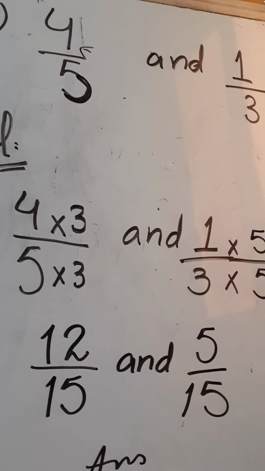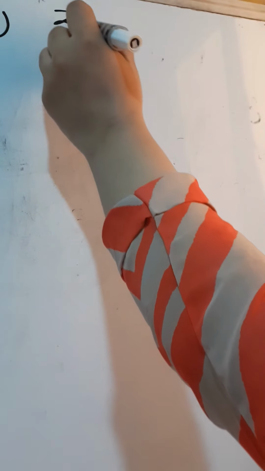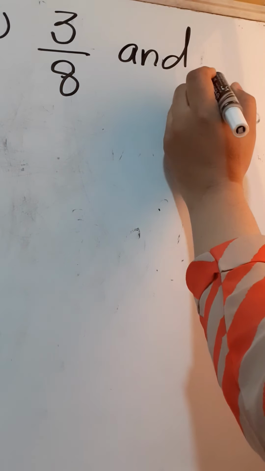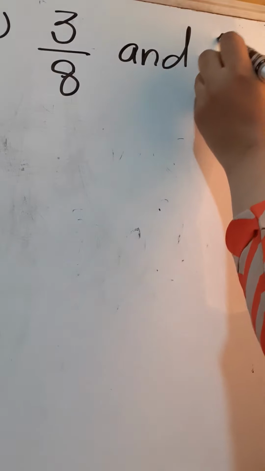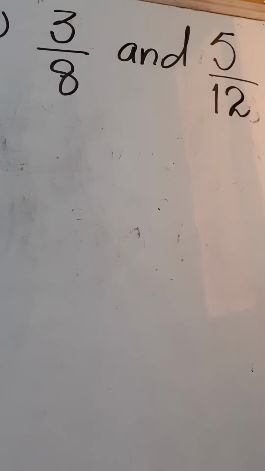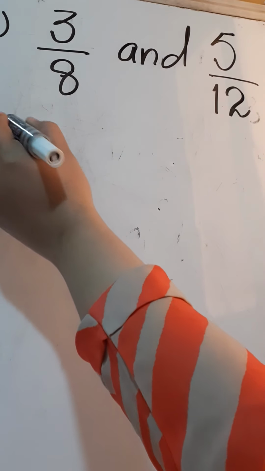Any problem? Now the D part is 3 by 8 and 5 by 12. Yes class. 3 by 8 and 5 by 12. Too much 12, but you have now done the table of 12. Solution.